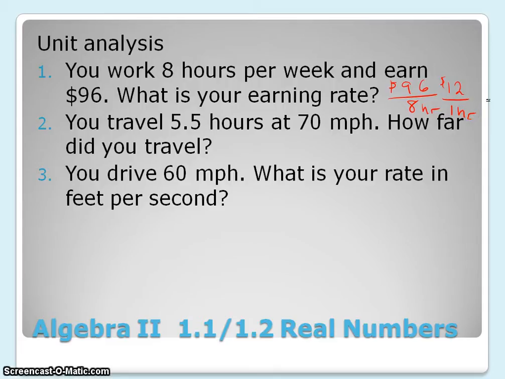Next one. You travel 5.5 hours at 70 miles per hour. How far did you travel? So we know that if we're going 70 miles per hour, and if we went 5.5 hours, we're going to have to take 70 times 5.5, which gets us 385 miles.